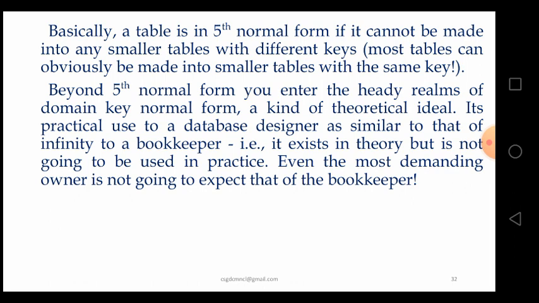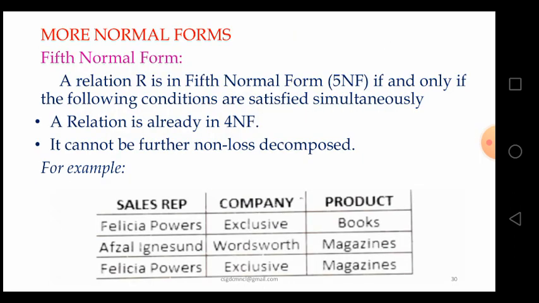The main conditions of fifth normal form are that the relation is already in fourth normal form, and it cannot be further non-loss decomposed. When these main conditions are satisfied, then the relation is in fifth normal form.